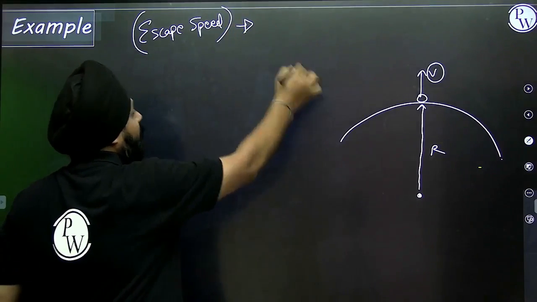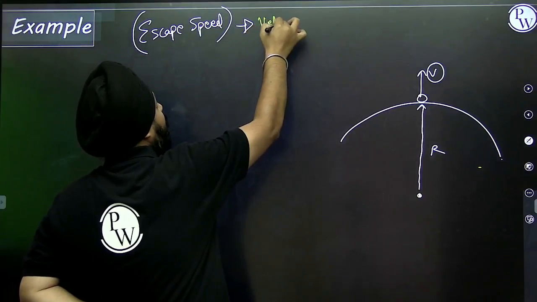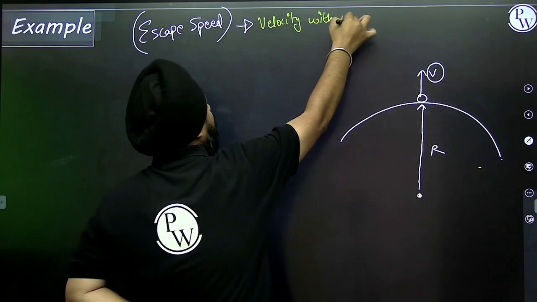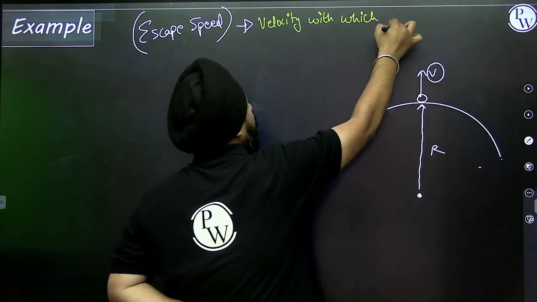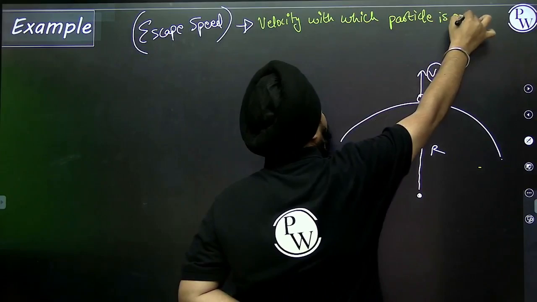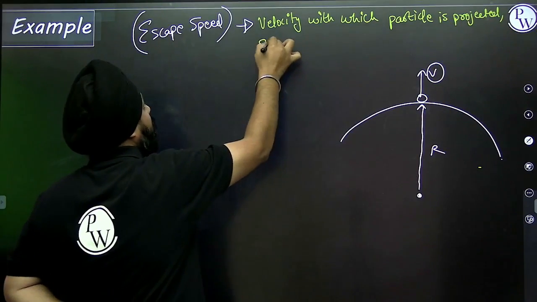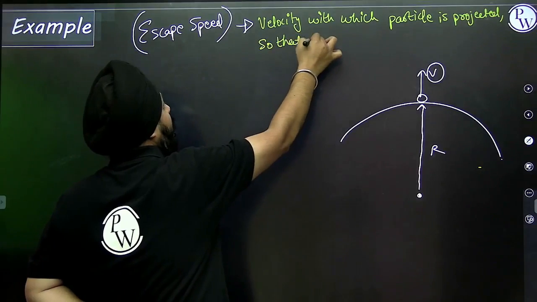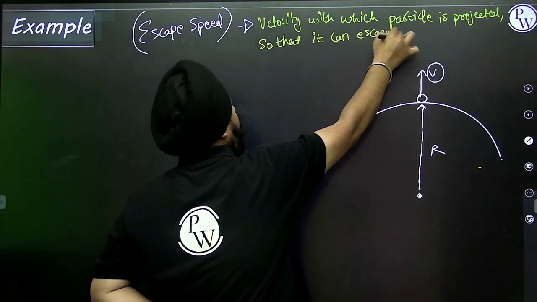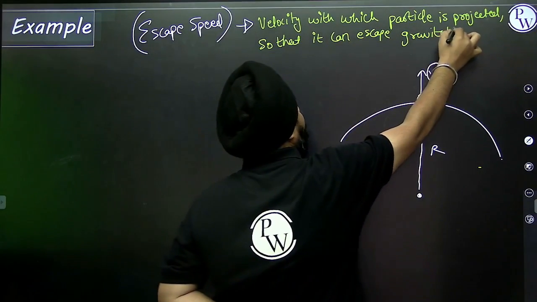The velocity with which the particle is projected so that it can escape the gravitational field of the earth.